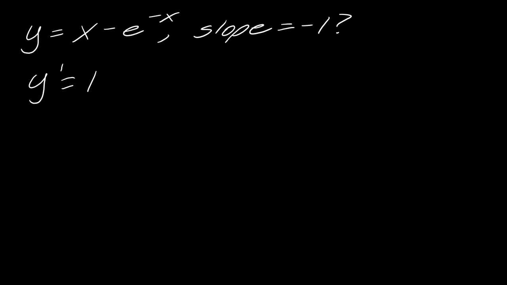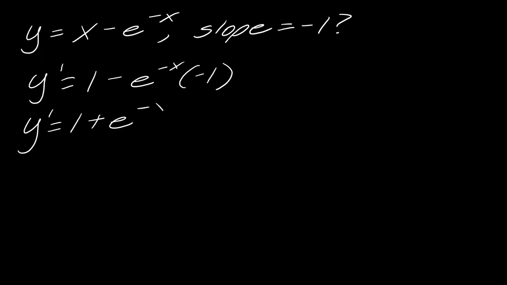The derivative of x is 1. Now remember, you have to use the chain rule for this next part. So this will be e to the negative x times the derivative of negative x, which is -1. So my derivative then becomes 1 plus e to the negative x. What I'm interested in is, can this have a slope of -1? So I need to set my derivative equal to -1. If I subtract off the 1, I get that this equals -2.